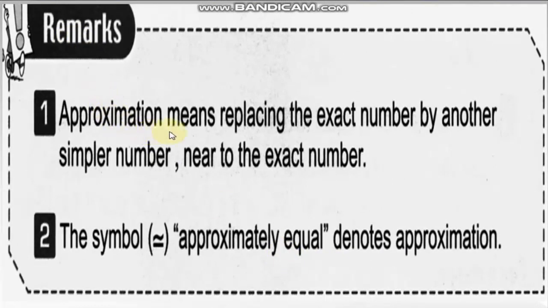Remarks. Number 1: Approximation means replacing the exact number by another simpler number near to the exact number. Number 2: The sign ≈ means approximately equal and denotes approximation. If we see that the sign is called approximately equal, we know that we are talking about approximation.